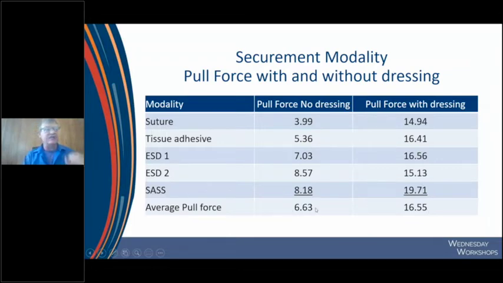So you can see the average pull force was almost 2.5 times as much with the dressing, which really shocked me, that the dressing had that much influence over the amount of force that had to be exerted for failure to occur. It really smacked me in the face a little bit, and I went, man, this is really important. We've got to keep these dressings on.